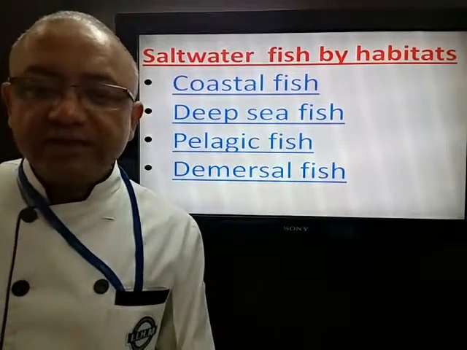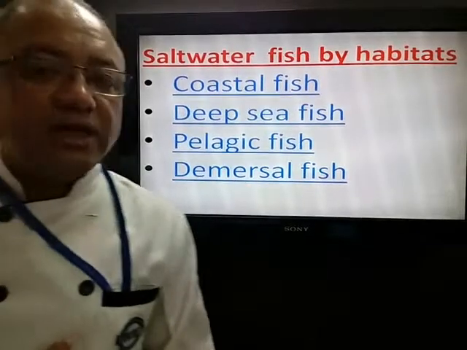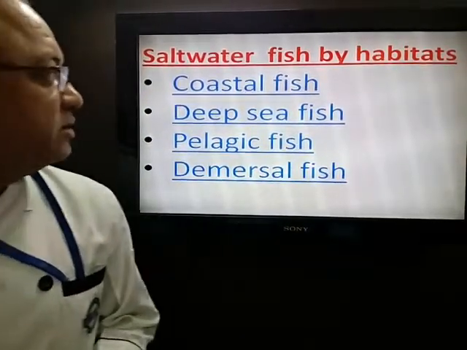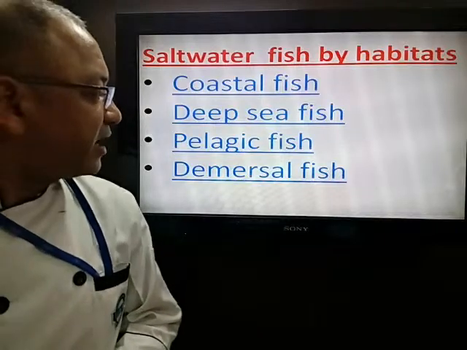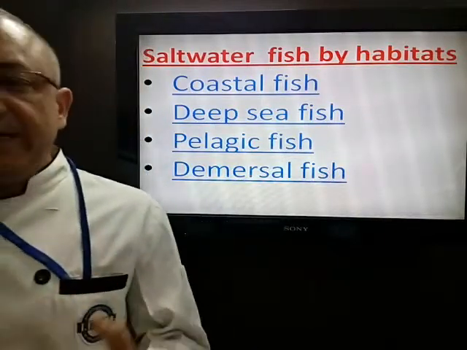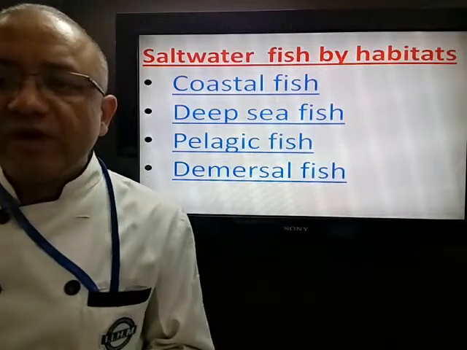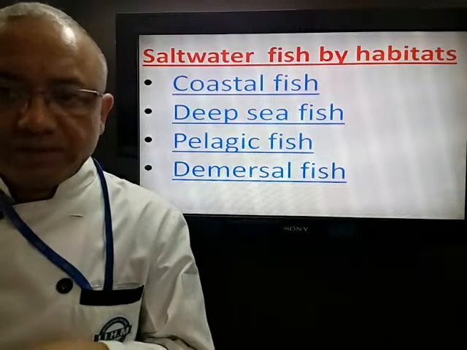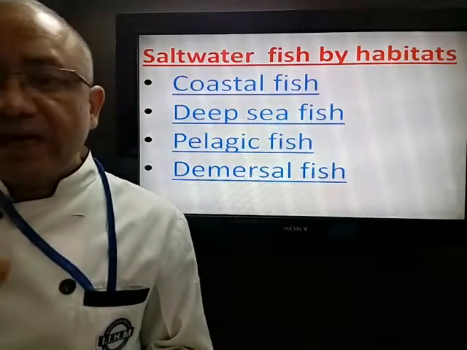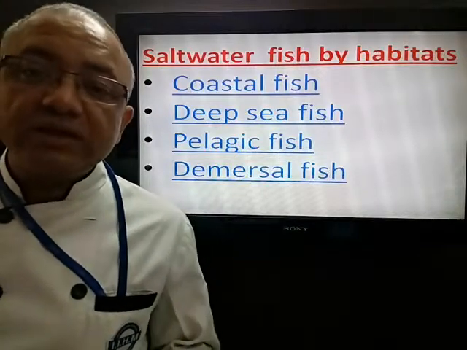Saltwater fish are categorized by the habitats in which they live. One of them is coastal fish. The others are deep sea fish, pelagic fish, and demersal fish. To understand it better, the sea is vast. 70% of our planet is seawater. The sea has different depths, and the water differs because the salt concentration is different at different places.